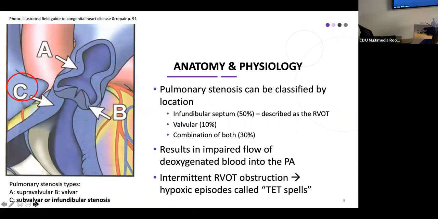The second defect that is included in tetralogy of Fallot is pulmonary stenosis. It can be classified according to its location. The most common site is at the infundibular septum, described as a right ventricular outflow tract. The stenosis may be valvular or a combination of both. So this results in impaired blood flow of deoxygenated blood into the main pulmonary artery. It may be severe enough to cause intermittent right ventricular outflow obstruction. And this forms the basis of hypoxic episodes commonly known as TET spells.